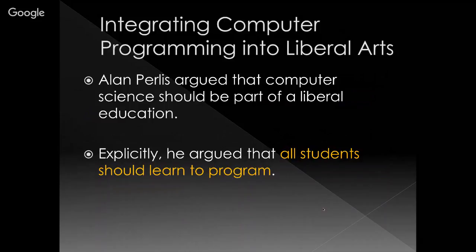Now all these questions are not new. They started basically back in the 1960s, and I have a couple of references for anyone who wants to explore the bibliography on that issue. But Alan Perlis argued that computer science should be part of liberal education, and that was in the early 1960s. And he also argued that all students should learn to program. Now, this may sound like a sweeping declaration. But like I said, all students can learn how to program, and I believe that all students can also learn a new language.